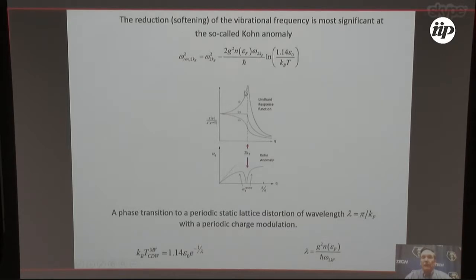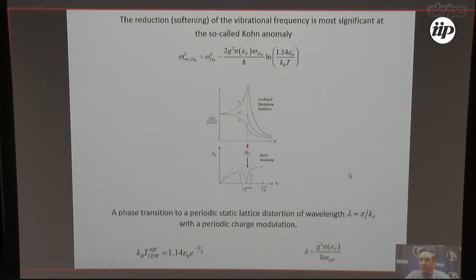This is the Lindhard response function, and right where it diverges, which is typical of a Bose-Einstein condensation, something's going to diverge. What we find out is that is exactly where the Kohn anomaly goes to zero. And this side is an insulator, which these compounds are. On this side, it is a metal. And so you can have a transition to a static lattice distortion, which is what we think these compounds are. They're somewhere in that vicinity.